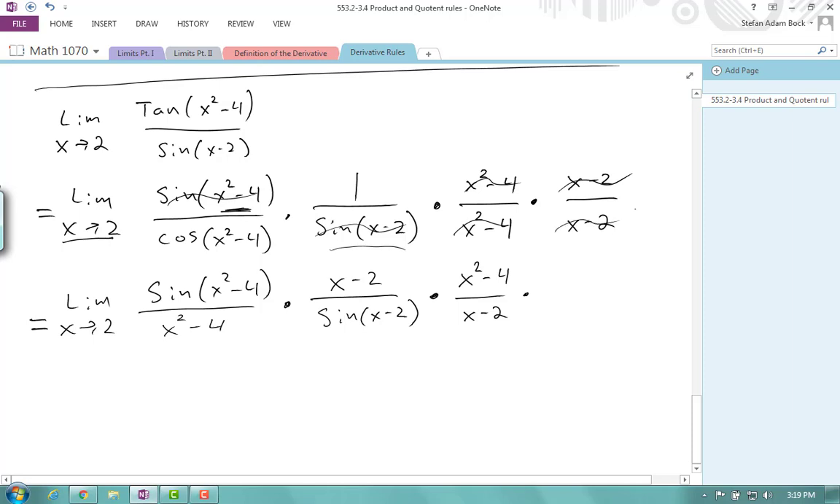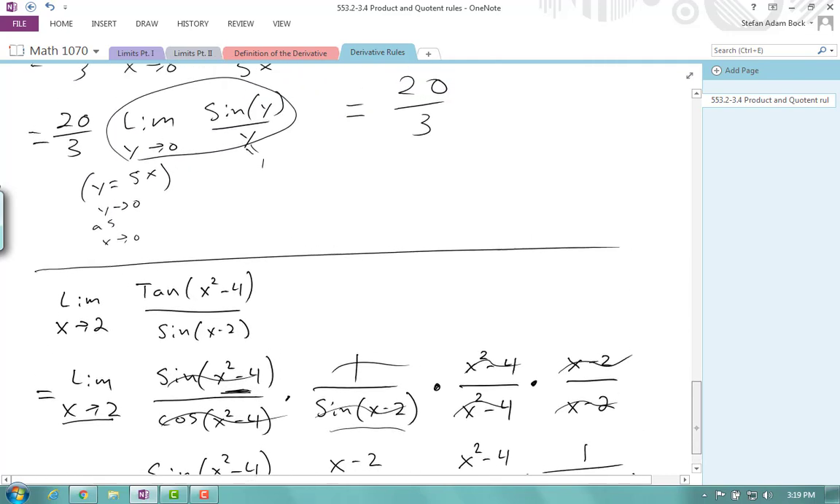So that takes care of that term, and all that's left is a 1 over cosine of x squared minus 4. Okay, everything's accounted for. Since x is going to 2, x squared minus 4 will be 0, and the x squared minus 4 will be 0. And these terms match, and I'm able to use my sine of x over x limit fact.